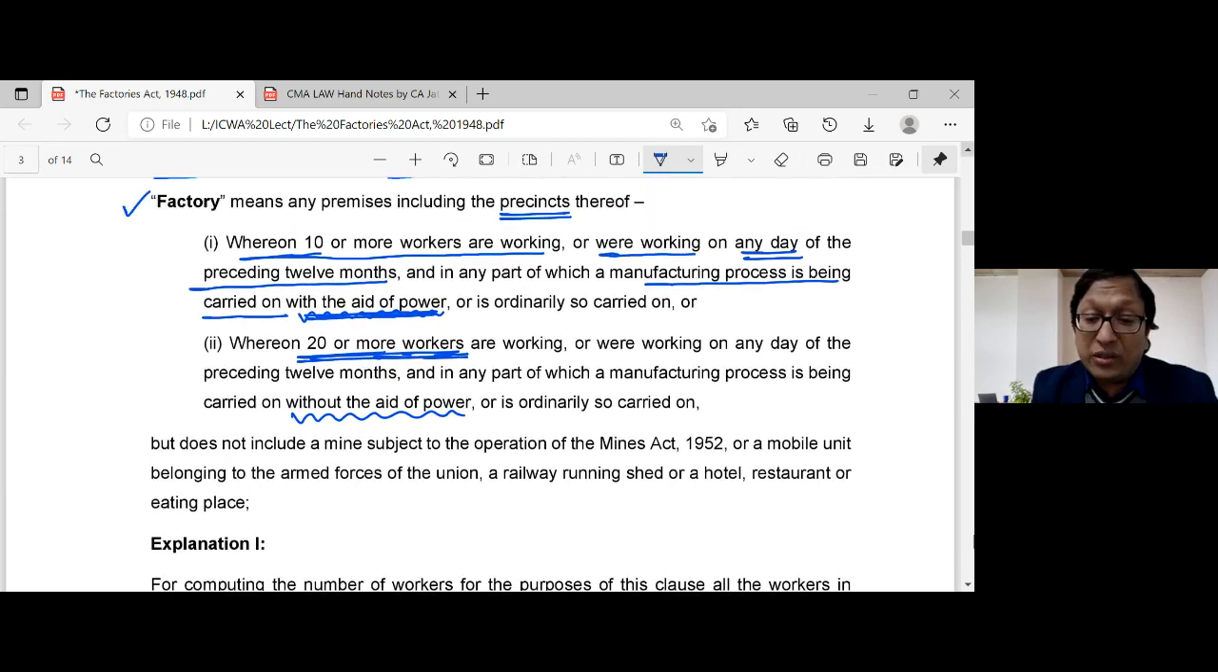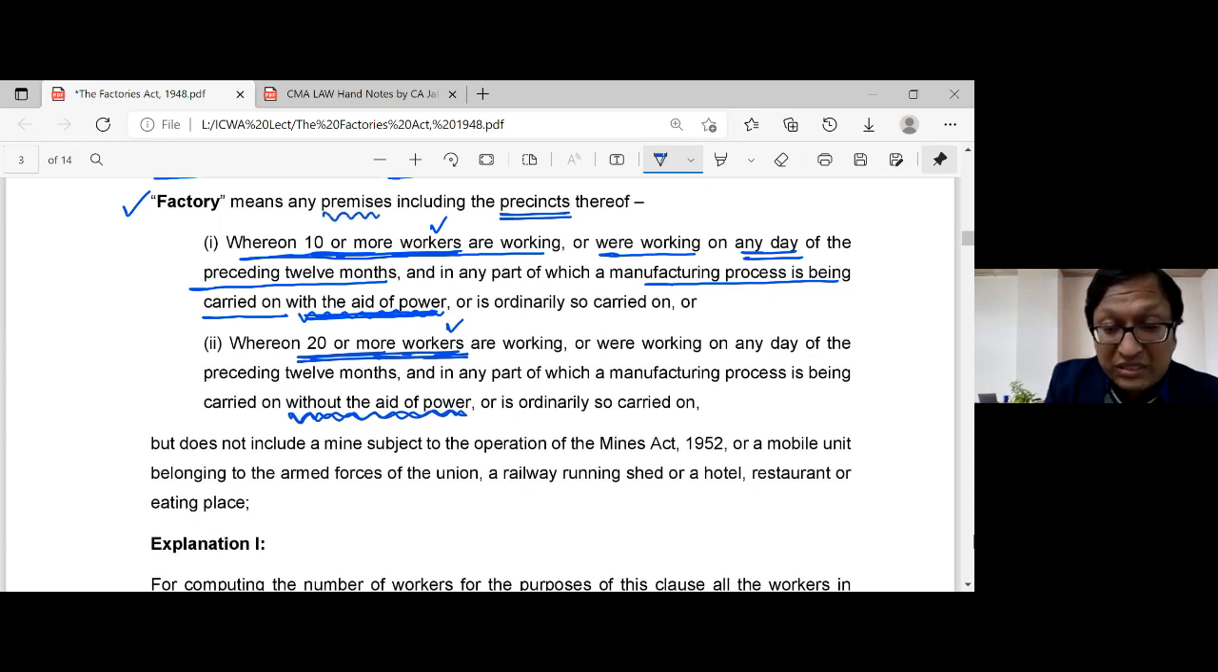Okay, you need to write the word worker, don't write person, even if I am using the word person. 10 or more workers, 20 or more workers. This is with the aid of power, and this is without the aid of power. These are the two keywords that you need to learn for the word factory.